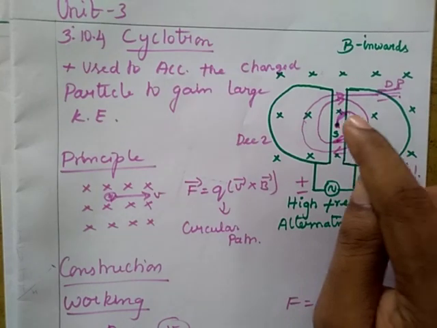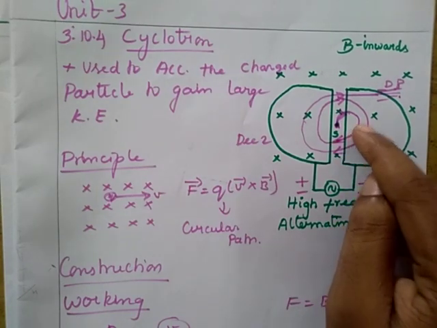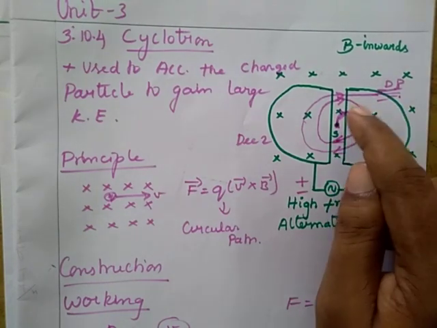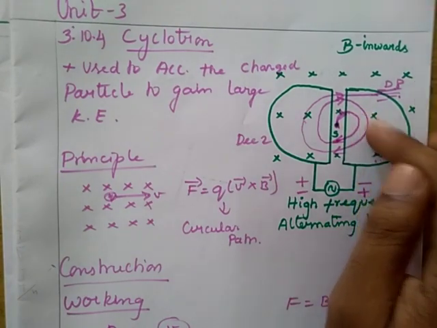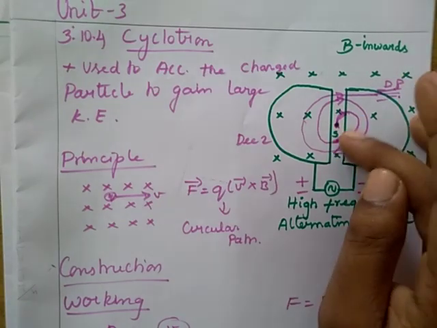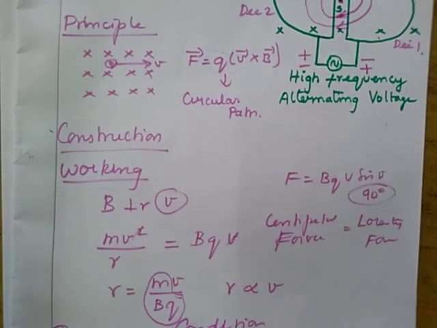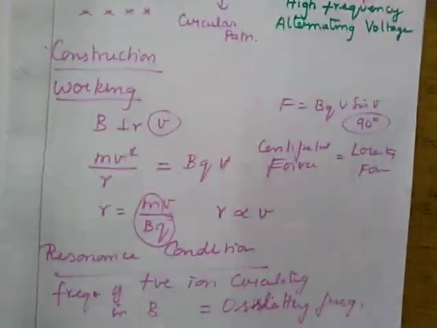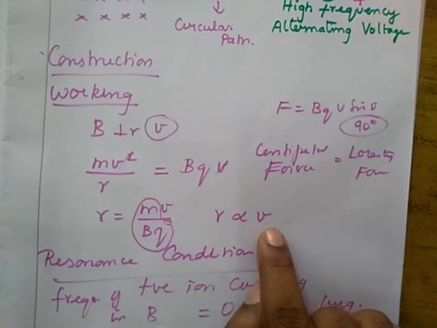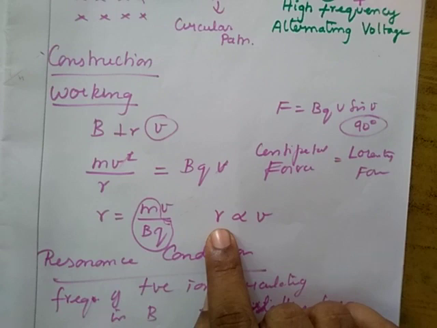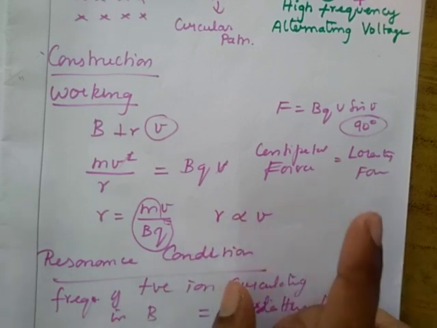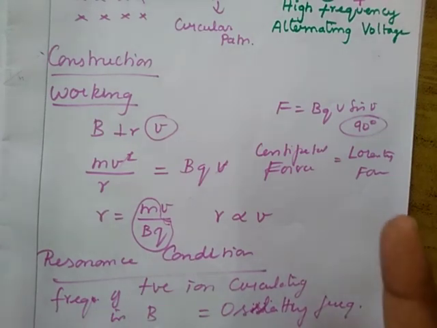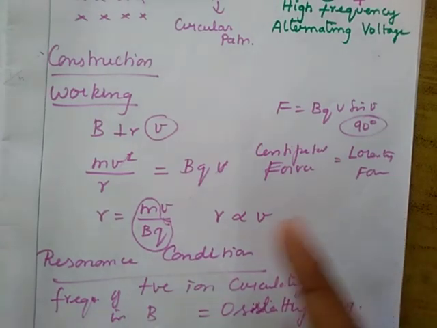Then we see the working. The magnetic field is perpendicular to the motion of the charge, so due to the Lorentz force it attains a circular path. Then we can equate centripetal force and Lorentz force, and we get the expression that R is proportional to v. This indicates that if velocity increases, the radius of the path also increases. Finally it attains a spiral path. Then it is collected by the deflector plate to hit the target.